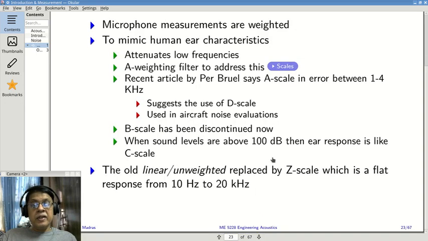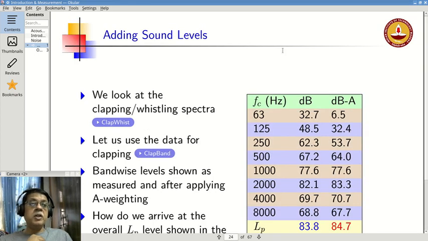Let's see what we have. So we talked about the Z scale being the old linear or unweighted scale, which is basically a flat response from 10 hertz to 20 kilohertz. And we said, okay, the next thing that we wanted to know is, we are measuring the sound levels in each of these noise spectra. The question is, how do I add these up?